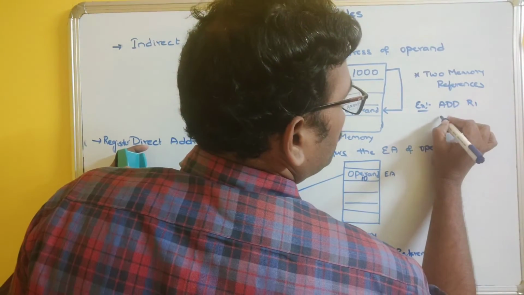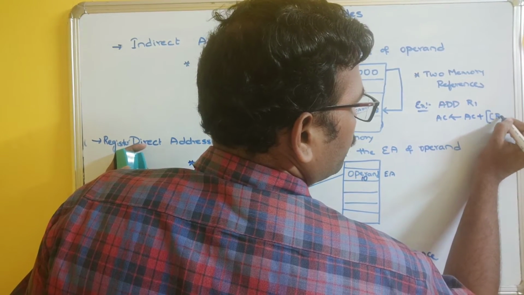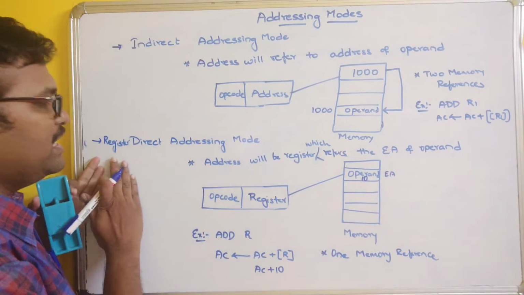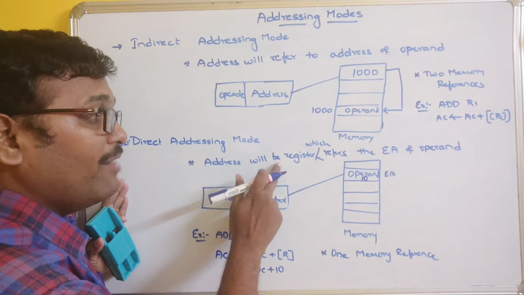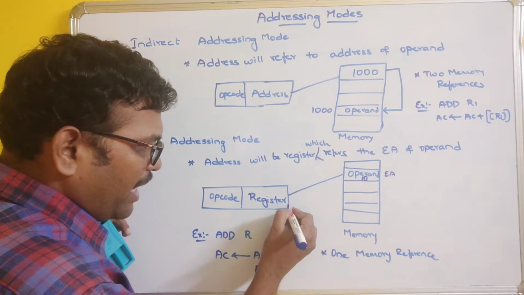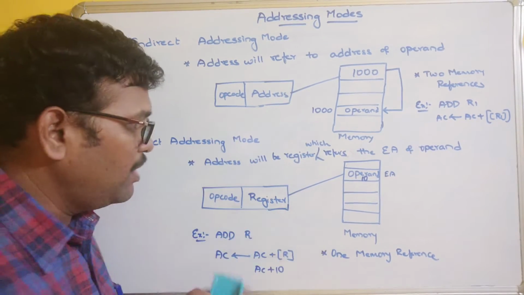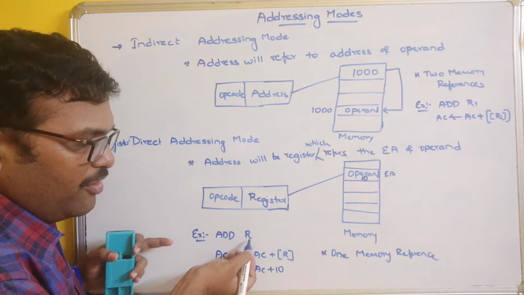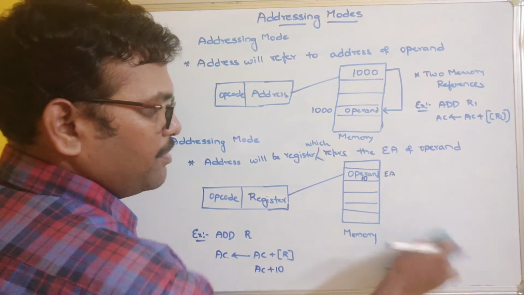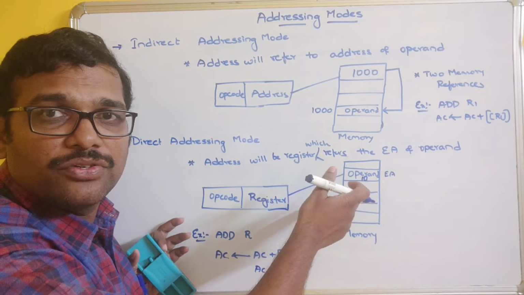R1. Which can be treated as accumulator plus R1. So that means address inside the address. Coming to the register direct addressing mode, the address will be available in the register, which refers to the effective address of the operand. So instead of directly giving the address, it will be stored in the register itself. Okay, that's the only difference. So here we will give some register value. There will be no memory reference. So directly it will reference the operand.